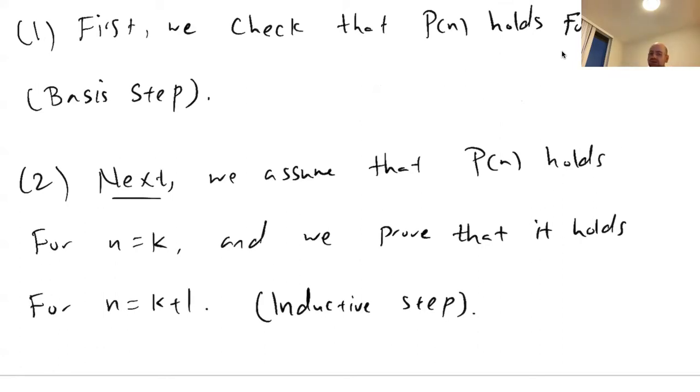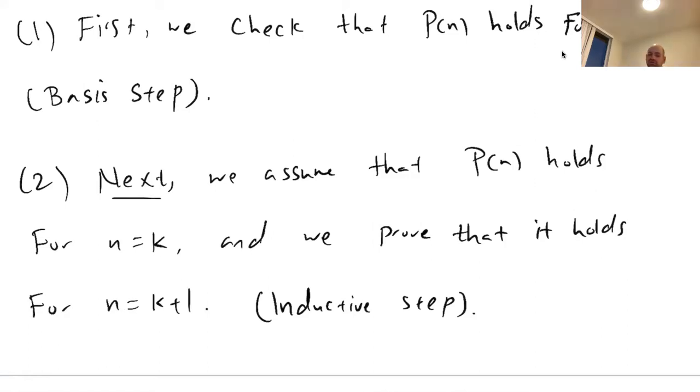because we already have checked that P of n holds for n equals 1, right? So if you set k to be 1, this inductive step says that once you know that it's true for n equals 1, then it will be true for n equals 1 plus 1, which means it will be true for n equals 2. And once you check it for n equals 2, again, the inductive step says that because it's true for n equals 2, therefore it must be true for n equals 2 plus 1, which means it must be true for n equals 3. And you can continue this process forever.